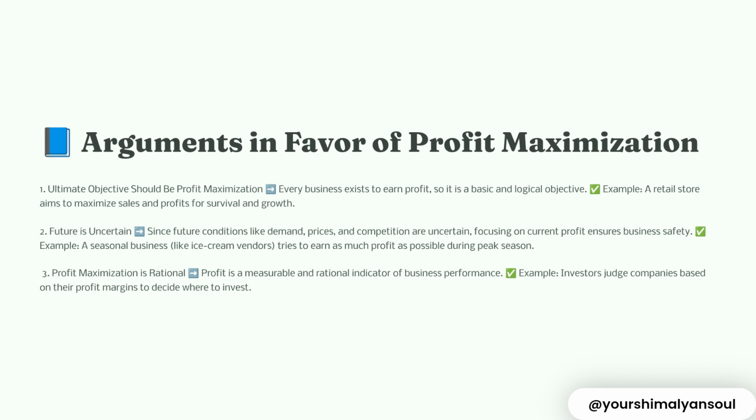3. Profit maximization is rational. Profit is a measurable and rational indicator of business performance. Example, investors judge companies based on their profit margins to decide where to invest.